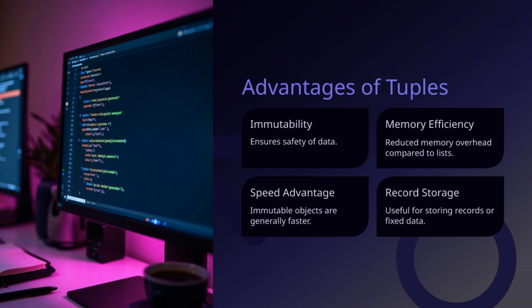Additionally, because tuples are immutable, they tend to be faster in operations, giving us a speed advantage, especially when working with large datasets or in performance-critical applications. And of course, their immutability ensures the safety of our data. Once a tuple is created, it can't be accidentally modified, which adds a layer of security and reliability. So overall, tuples offer a combination of efficiency, speed, and safety, making them a valuable tool in our programming toolkit when we need to handle fixed data reliably and efficiently.